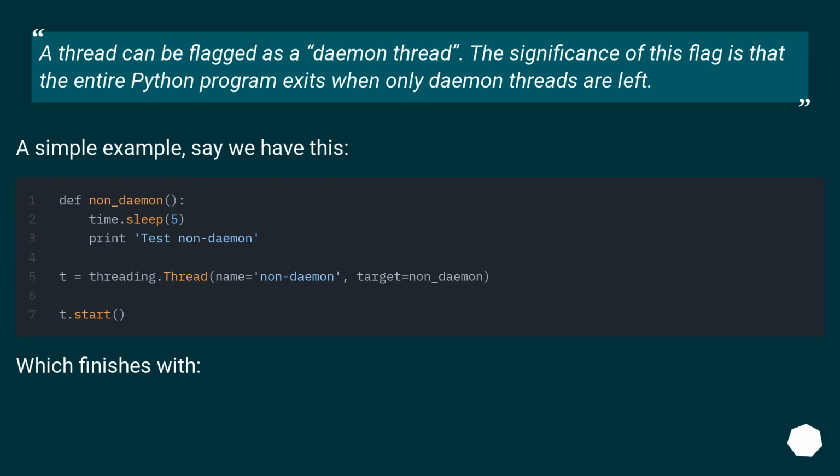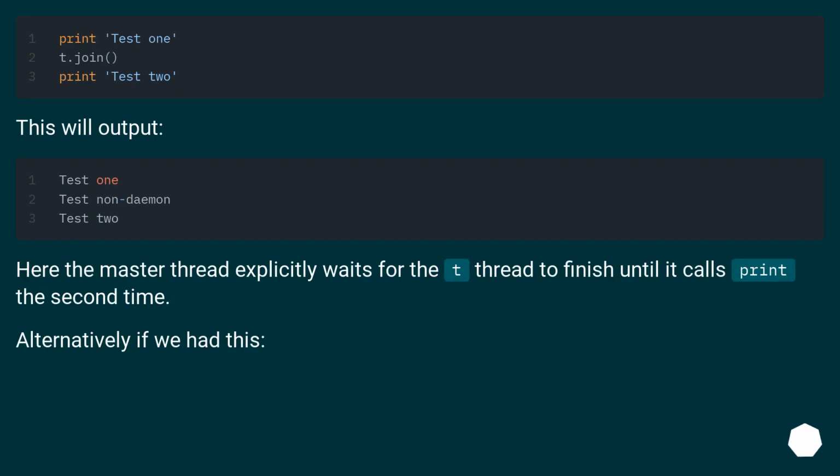Also from the docs: a thread can be flagged as a daemon thread. The significance of this flag is that the entire Python program exits when only daemon threads are left. A simple example, say we have this, which finishes with this. This will output.